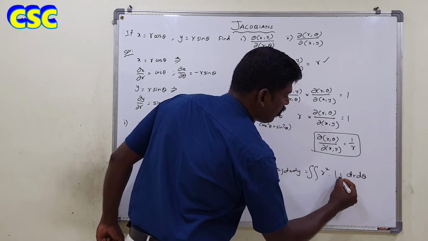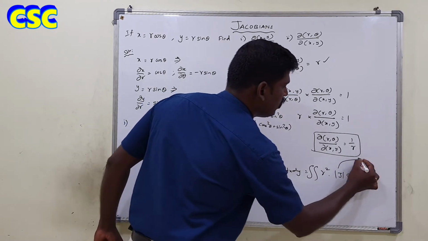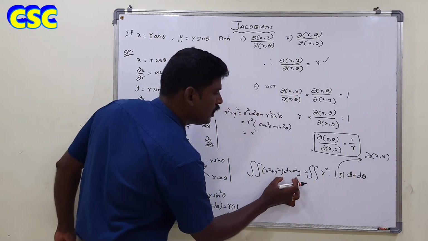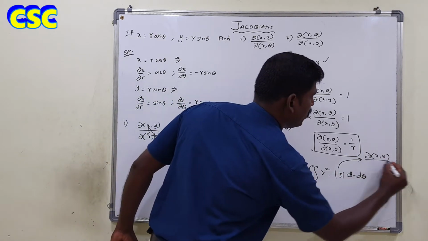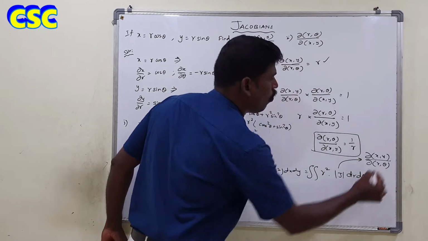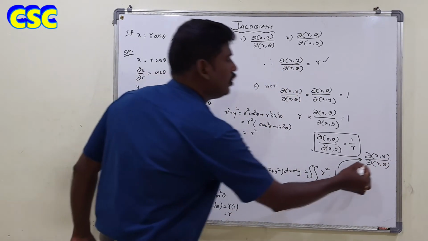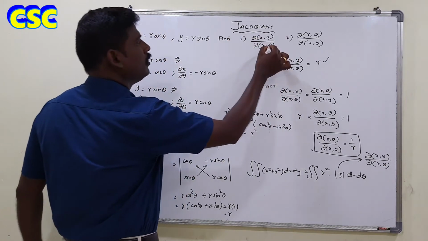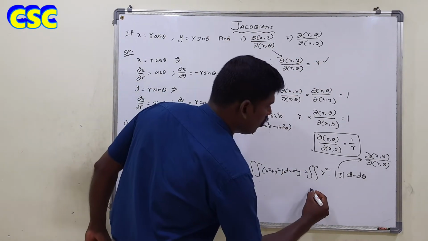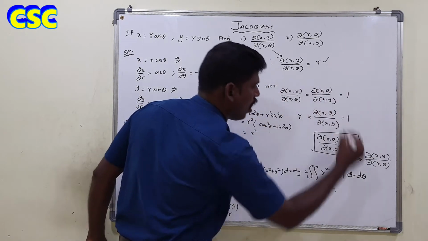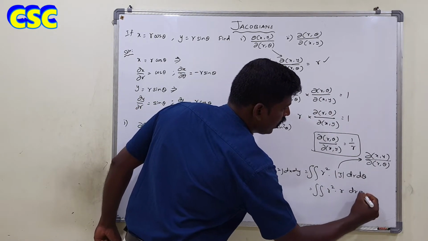So substitution of the Jacobian is needed. We are changing x, y into r, theta, so we need the Jacobian ∂(x,y)/∂(r,θ). What is its value? It is r. So that is equal to the integral of r square into the Jacobian value, r, into dr d theta.